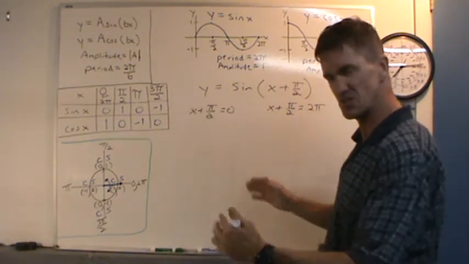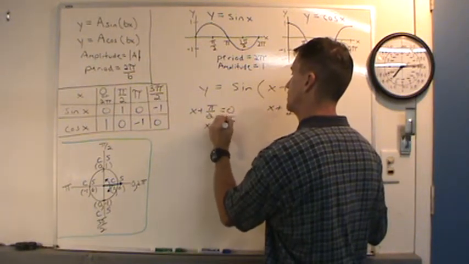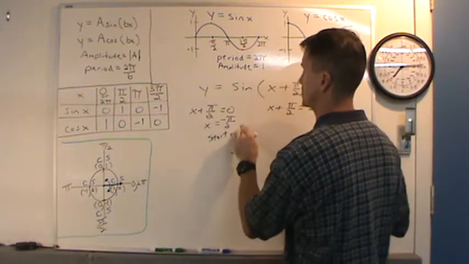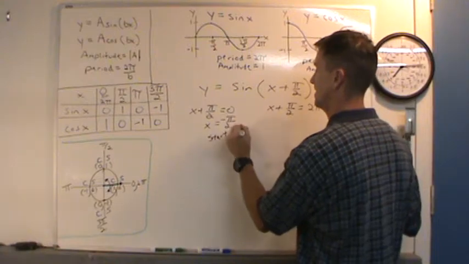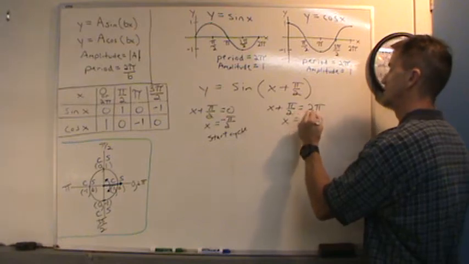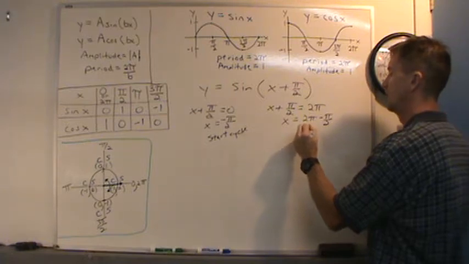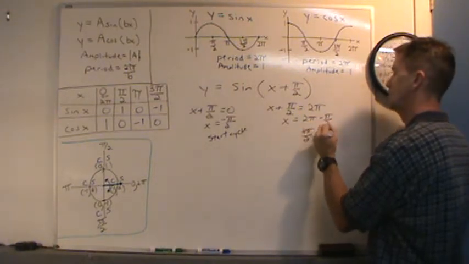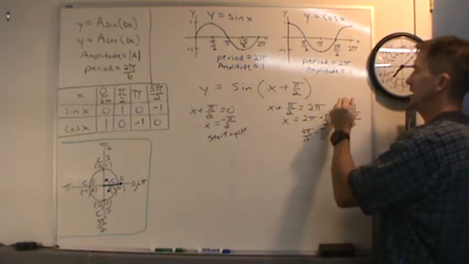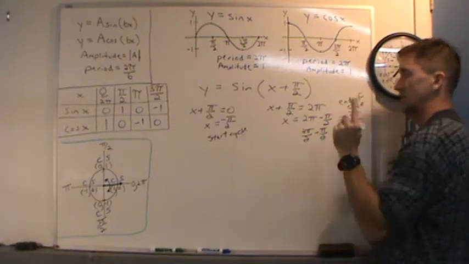Alright? You can see where it shifts. Solve for x, subtract pi over 2 on both sides. X equals negative pi over 2. So that's where I'm going to start the cycle. Now I'm just going to subtract this pi over 2 from both sides. Alright, I need a common denominator here. So it'd be 4 pi over 2 minus pi over 2. And everyone, we get 3 pi over 2. So this will be the end of the cycle, or the end of one period.